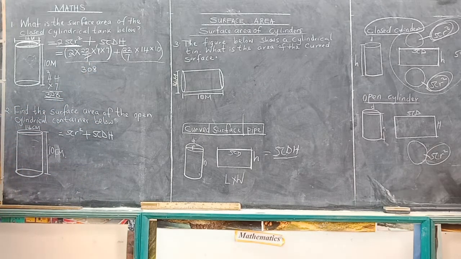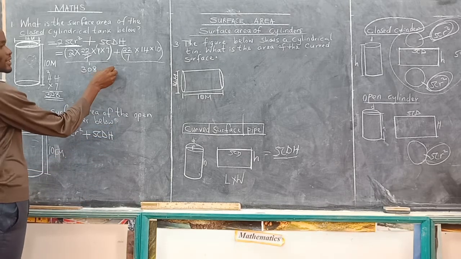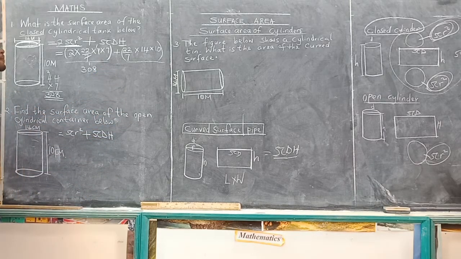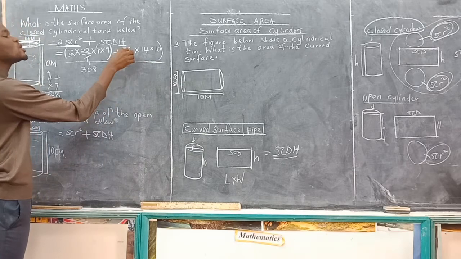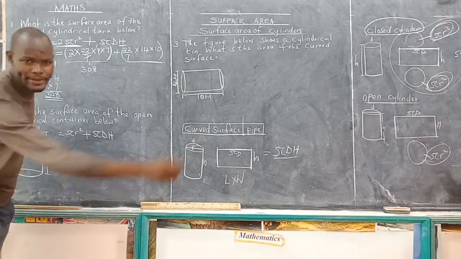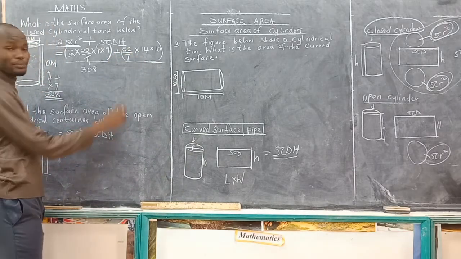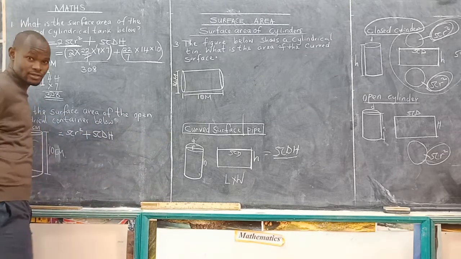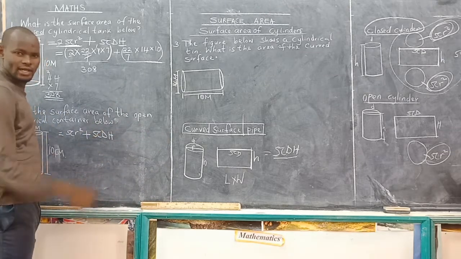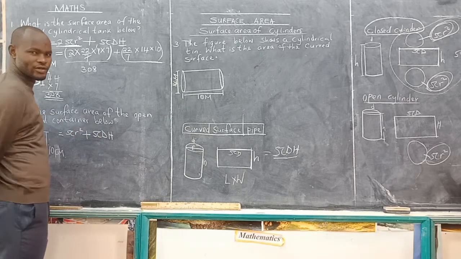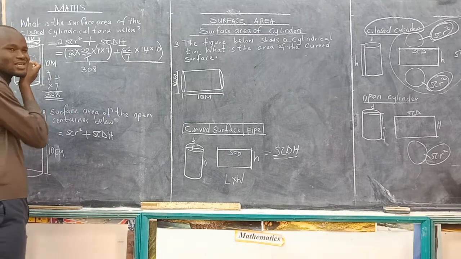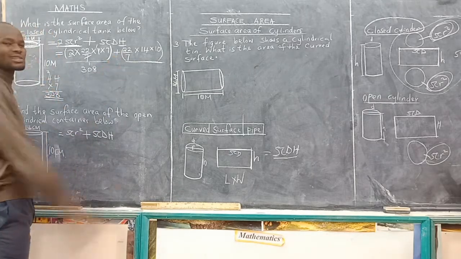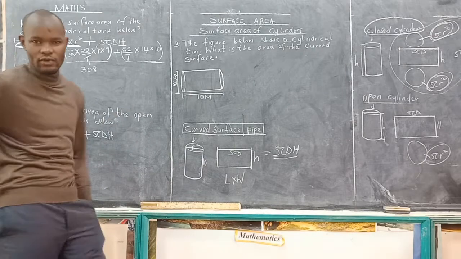What is the next step now? Go to the next part of the formula. The next part of the formula is 22 over 7 times 14 times 10. Very simple. As simple as just cooking porridge. You just put water, let it boil. There's no complicated formula. This is just a simple formula which you can just use. If you know how to cook, you can address any question talking about surface area of a cylinder.